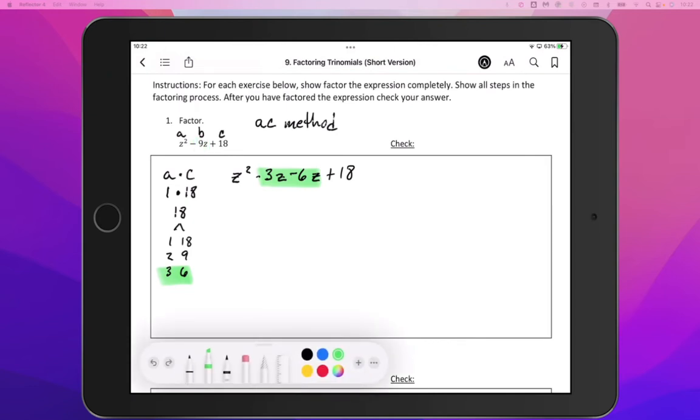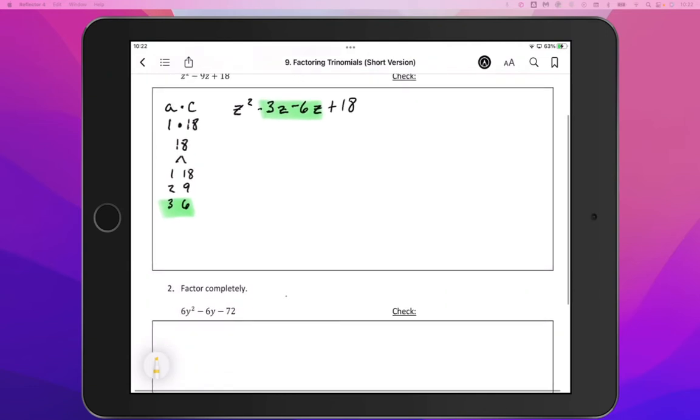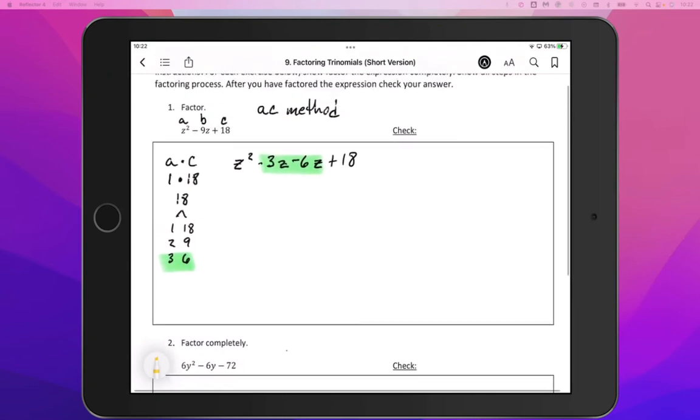It's also important to understand that we chose the negative 3 and the negative 6 because they were factors of 18, and the way that we get 18 is by multiplying A and C. Again, in this case, A has a coefficient of 1 and C is just the number 18. That'll be more important as we go on to later problems like number 2 that does not have a coefficient of 1 on the A term.